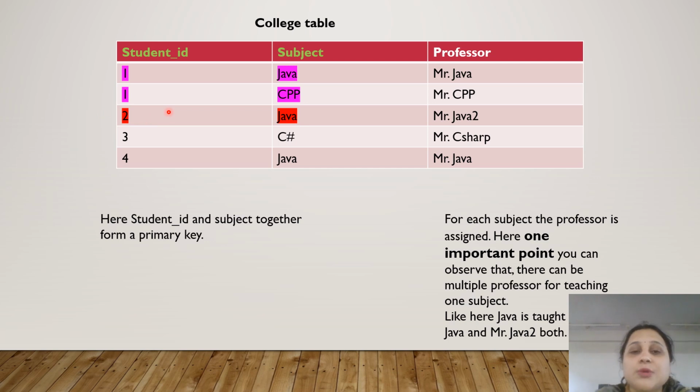Means if I ask you about Mr. Java, then you will tell me 1 and Java, that is student ID 1 who has obtained the subject Java and he is learning from Mr. Java, means Professor Java is teaching him. So student ID and subject together form a primary key.